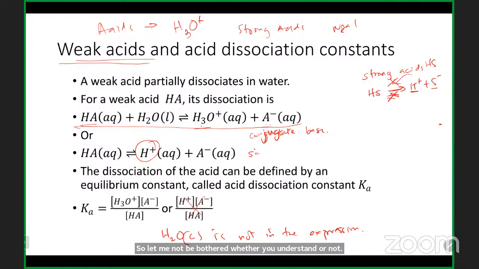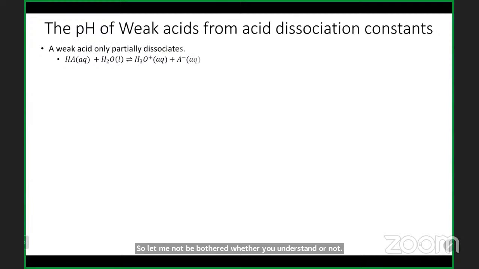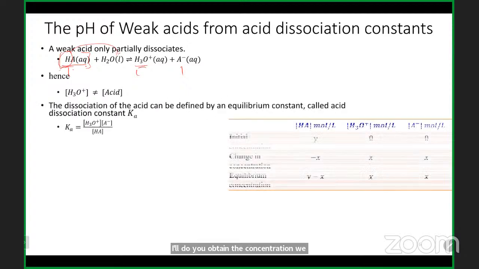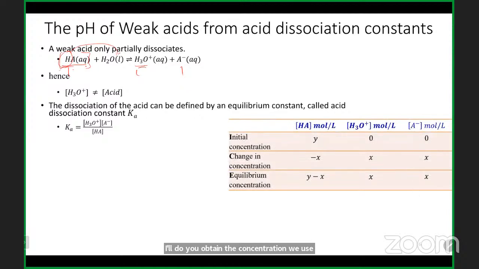So a weak acid dissociates partially in water. Hence, the concentration of H3O plus is not necessarily equal to the concentration of HA, even though it's a 1-to-1 ratio. Not all the HA has dissociated in water. How do we obtain the concentration? We use the ICE method that we discussed in last class.